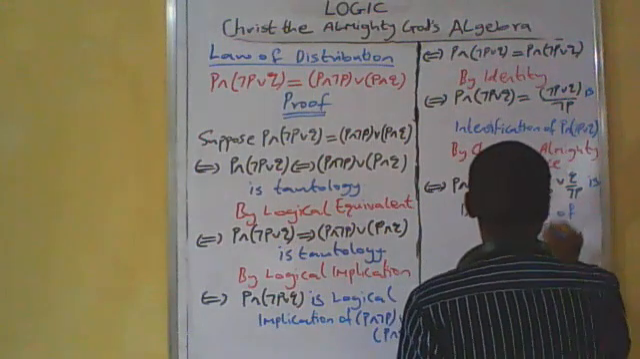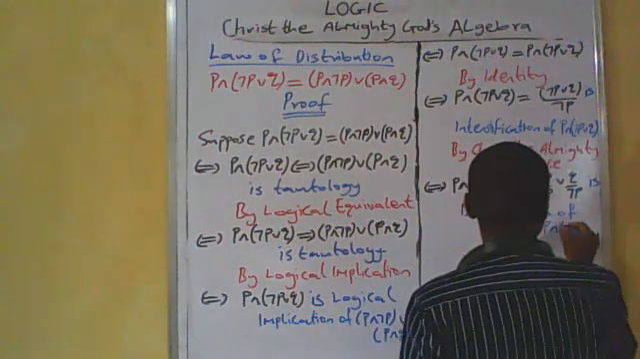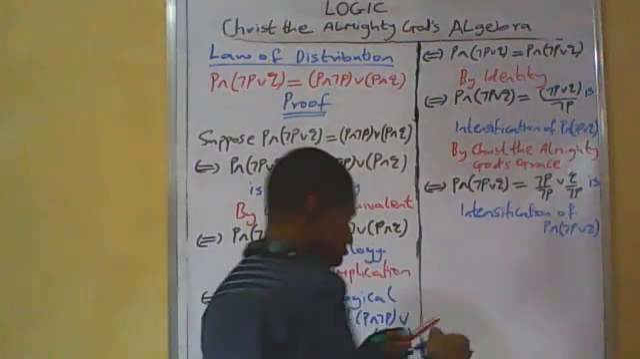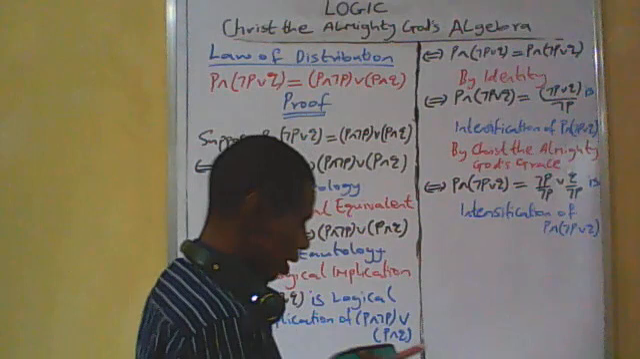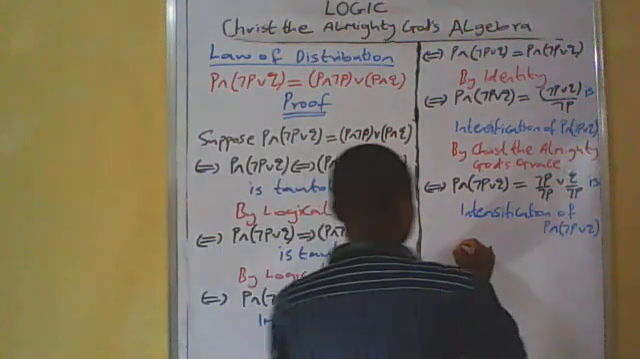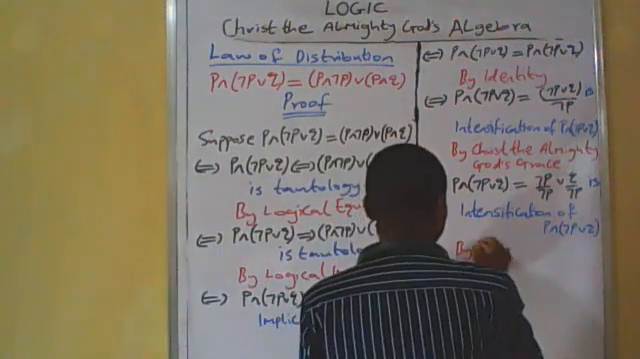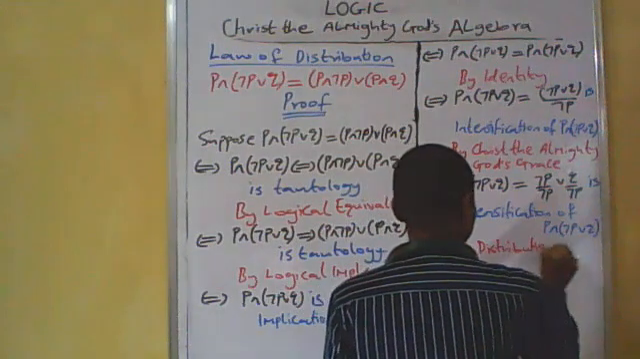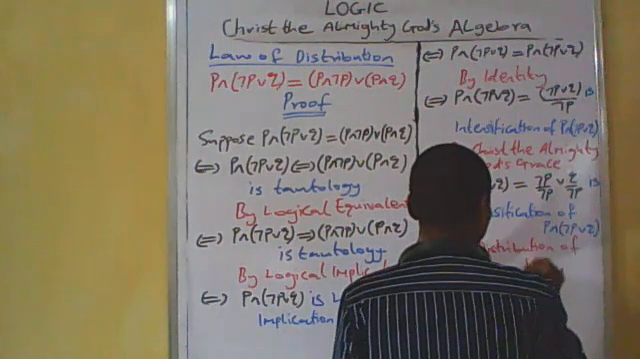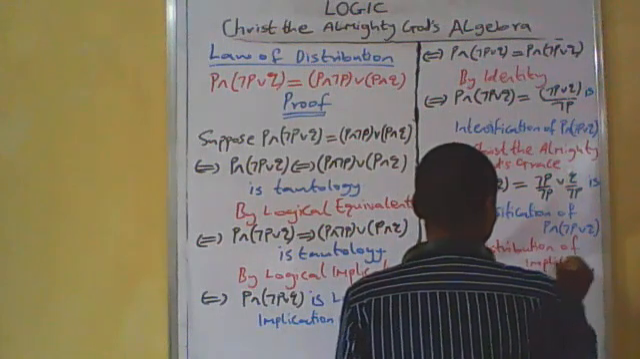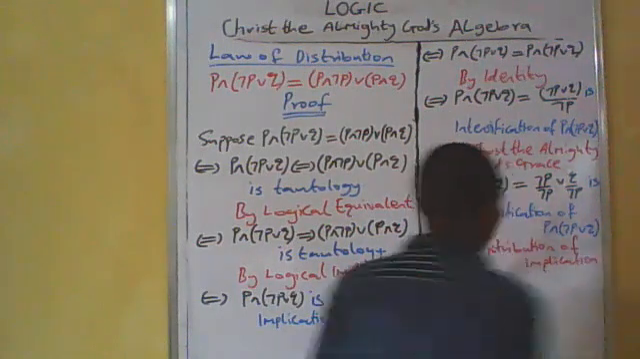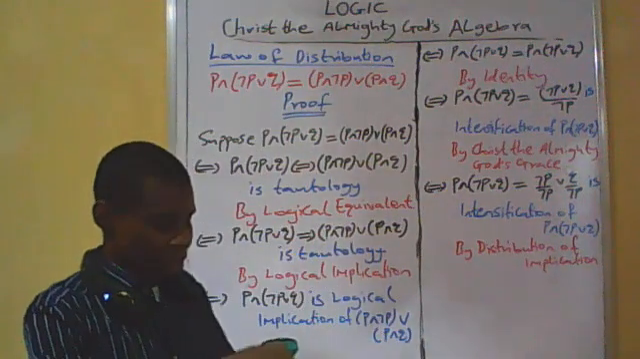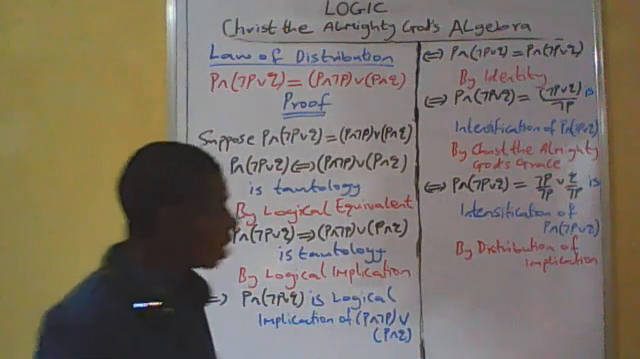of P and bracket not P or Q being justified by distribution of implication.